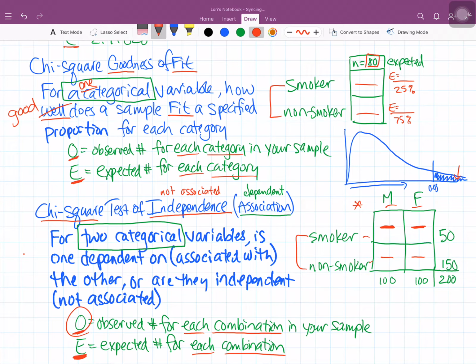So that's exactly what we're going to look at when we move on to our next video, where we're calculating the expected values and also calculating the chi-square test statistic.